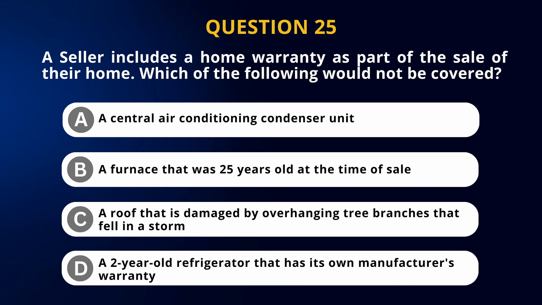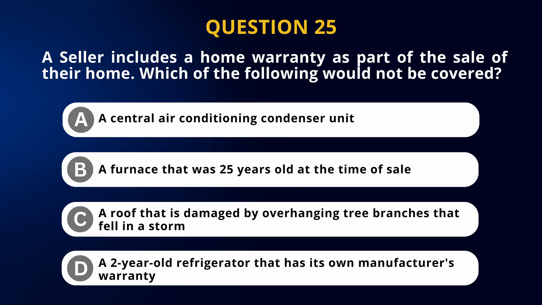Question number 25. A seller includes a home warranty as part of the sales of their home. Which of the following would not be covered? Letter A, a central air conditioning condenser unit. Letter B, a furnace that was 25 years old at the time of the sale. Letter C, a roof that is damaged by overhanging tree branches that fell in a storm. Letter D, a 2-year-old refrigerator that has its own manufacturer's warranty. A seller includes a home warranty as part of the sale of their home. Which of the following would not be covered?